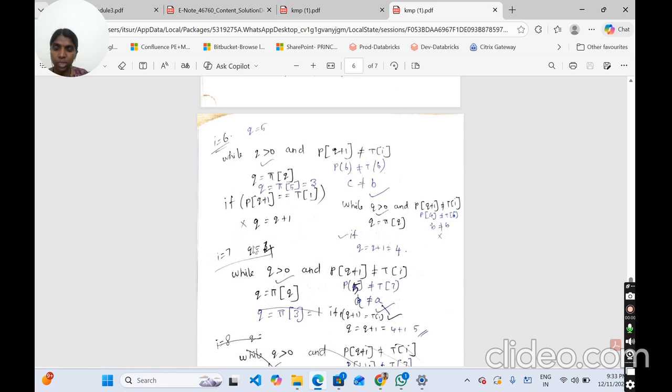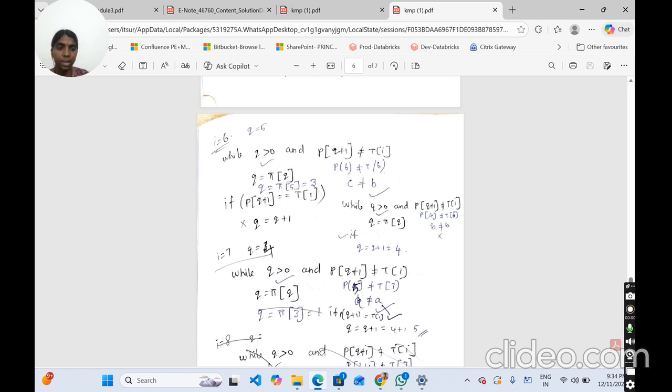When we come to i equal to 7, actually it's not matching. In i equal to 6, the sixth letter was not matching, right? So here itself, it is not matching. If it is not matching, the while condition will be satisfied. So q equal to pi of q. The q value is not increasing in this case. That means we are saying here that the pattern is not matching. So q equal to pi of 5 equal to 3.